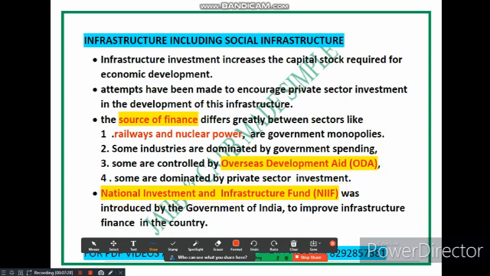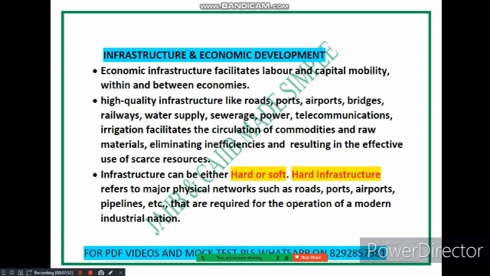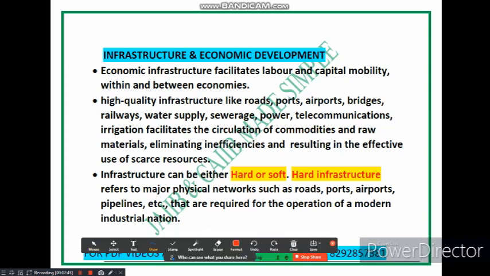Let's come to the next slide, infrastructure and economic development. In this session we will see how infrastructure is related to economic development. The first point is economic infrastructure. Basically, economic infrastructure refers to the essential systems and networks that enable economic activities to take place. It includes transportation, communication, and utilities.